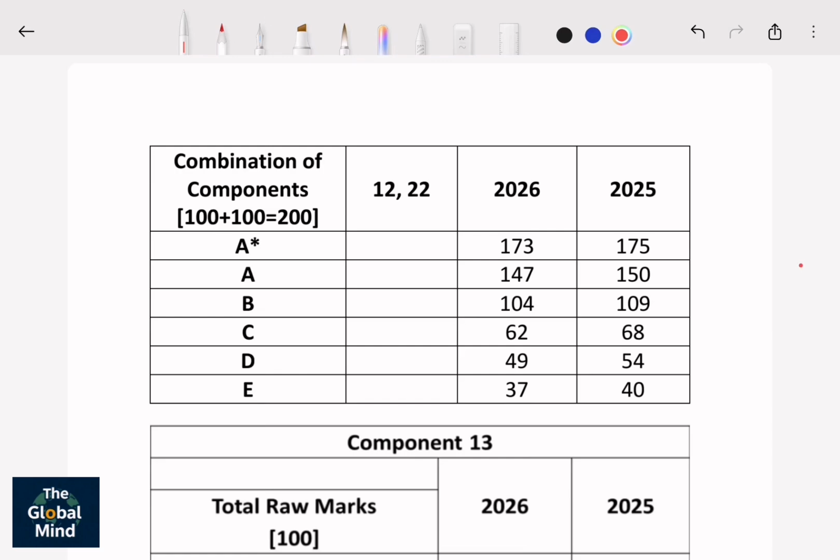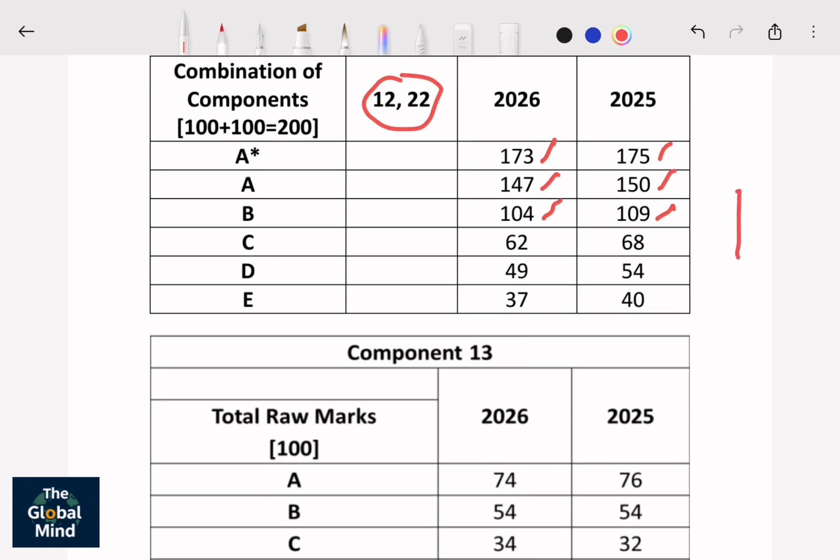If we compare both the 1 2 and 2 2 components combined, in 2026, 173 was required to get A star. In 2025 it was 175. For A, 147 this year, in 2025 it was 150. This year for B it is 104. In 2025 it was 109, and things like that. So once again you can see the mark difference, right?